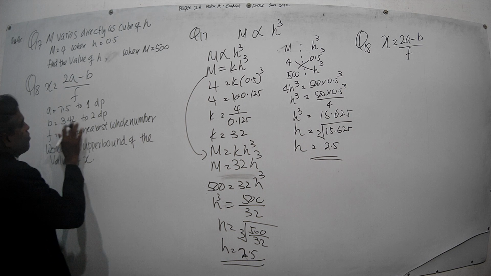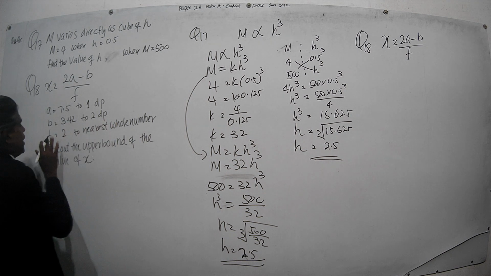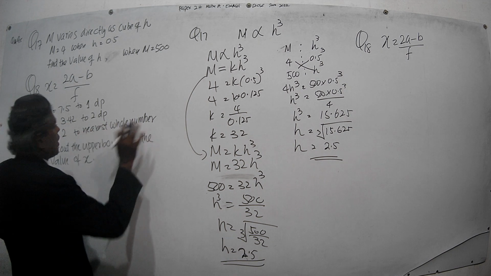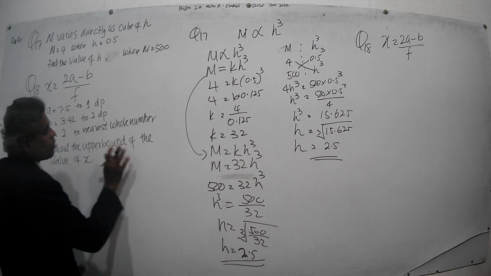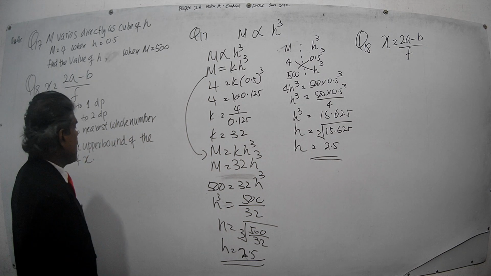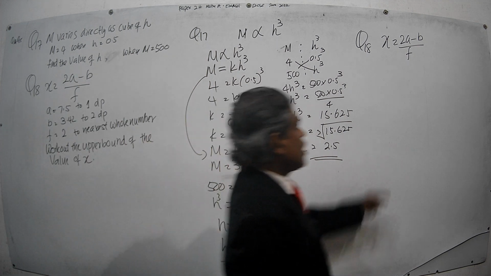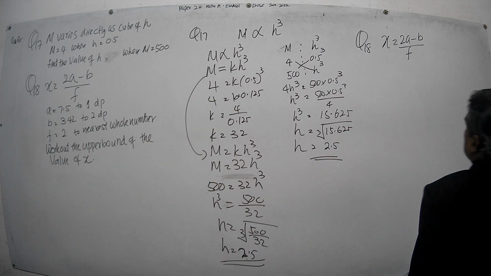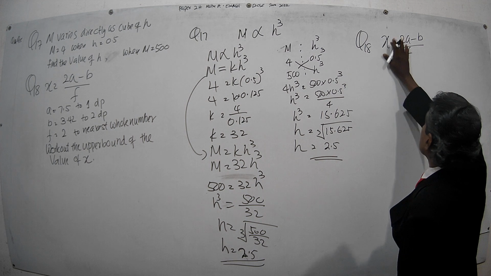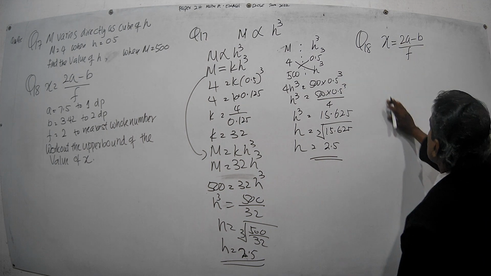B equals 3.42 to 2 decimal places. Then f equals 2 to the nearest whole number. Then work out the upper bound of x. So you have to find the upper bound of the value of x.